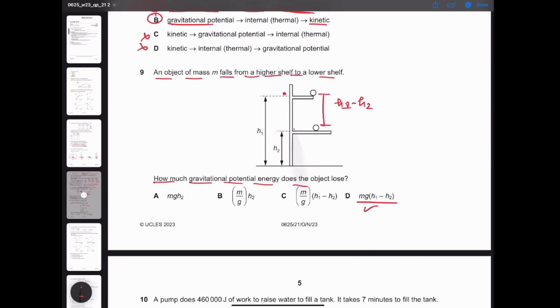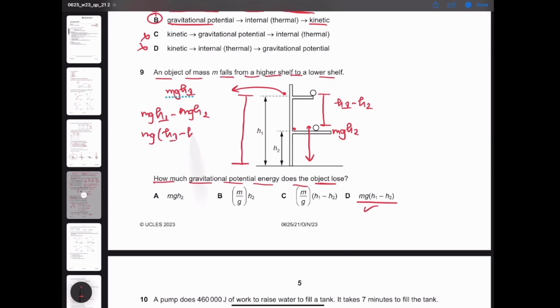If you want to make it lengthier, you can also do it this way: at this point you will have the gravitational potential energy mg into h1, because the height from ground is h1. And at this point, you will have gravitational potential energy mg into h2. Ultimately, you have to describe the loss. So mg h1 minus mg h2 it will be. So it is the same thing again, mg(h1 minus h2). Answer is D.